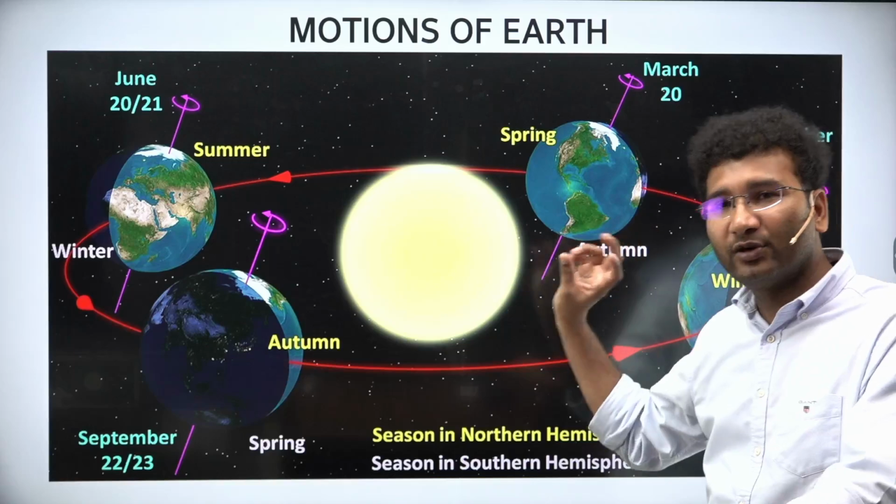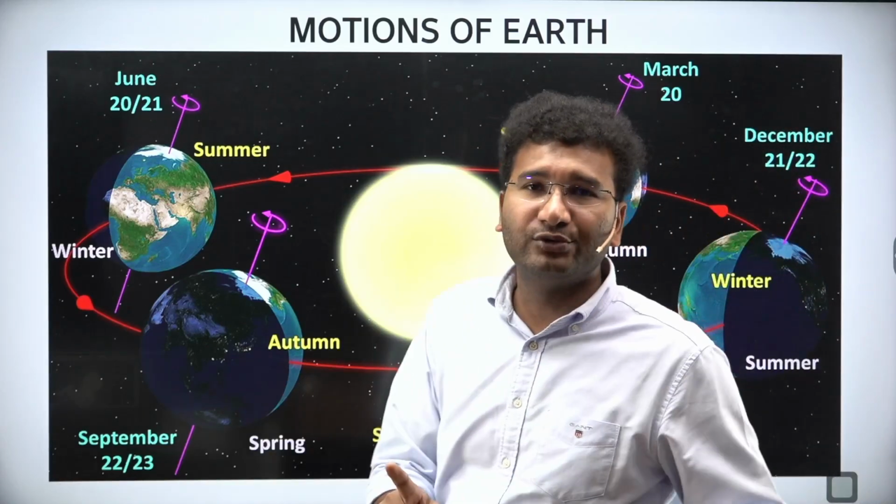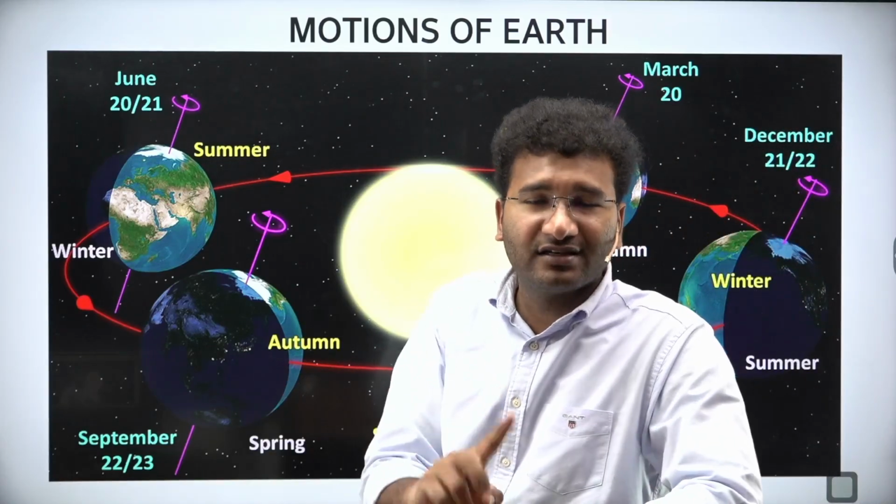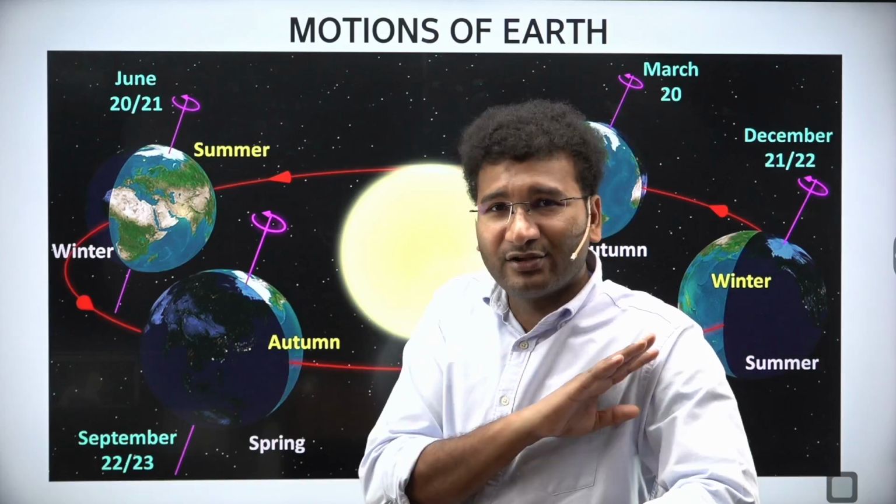That means the rotation and the revolution. Revolution will lead to seasons, rotation will lead to day and night. Are you clear with this?